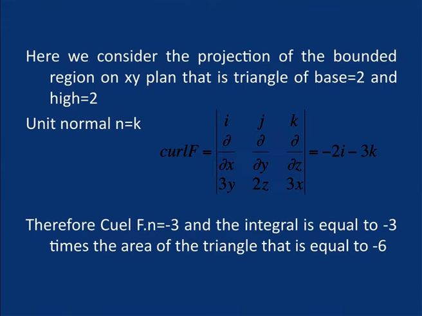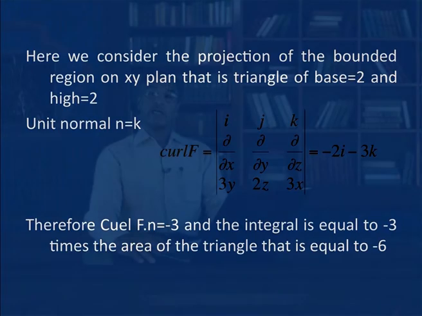Here this represents minus 3 S, where S is the area of the projection of the plane on the xy plane. That area is equal to the area of the triangle with sides 2 and 2 on the x and y axes. Therefore, its area is half of base into height, that is equal to 2. Therefore, the value of the complete integral is equal to minus 6.